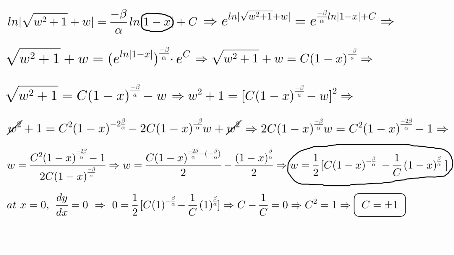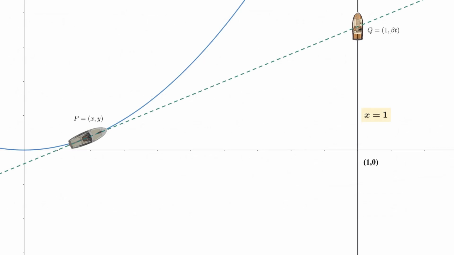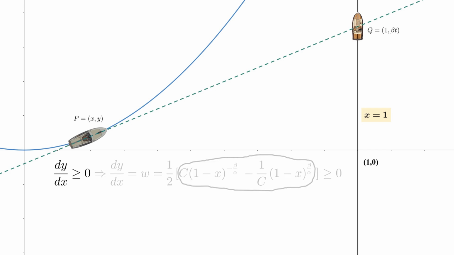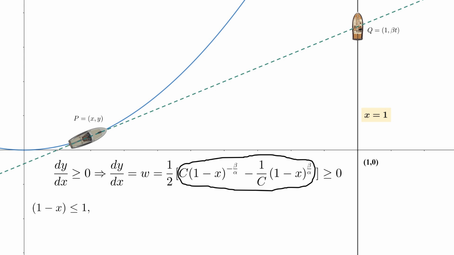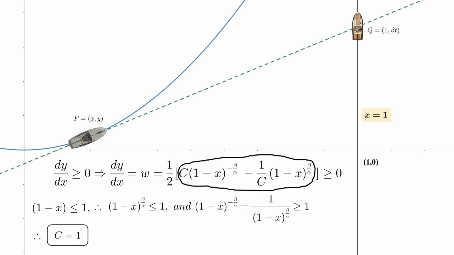So how do we know which one is the solution? Notice that the tangent to the pursuit curve always has to be positive because of the nature of the curve. So this expression here has to be positive. Notice that the base of these powers is always below 1. And since the base is always below 1, then 1 minus x to the power of beta over alpha is always below 1. 1 over 1 minus x to the power of beta over alpha is always above 1, since when you divide 1 by a number below 1, the result will always be above 1. So in order for this expression to always be positive, c has to equal 1 instead of negative 1.